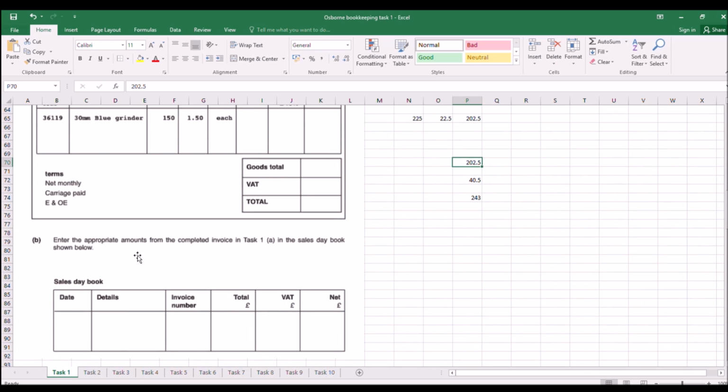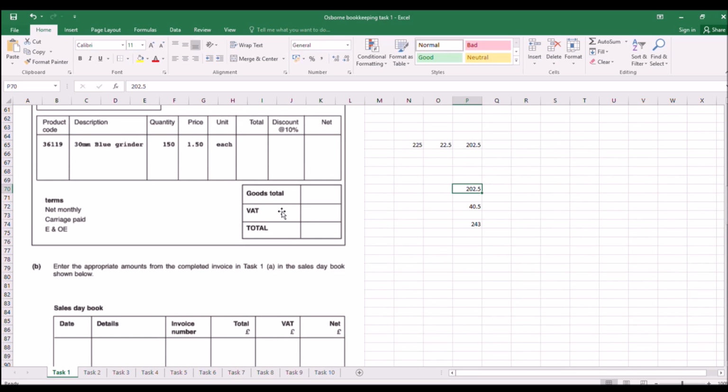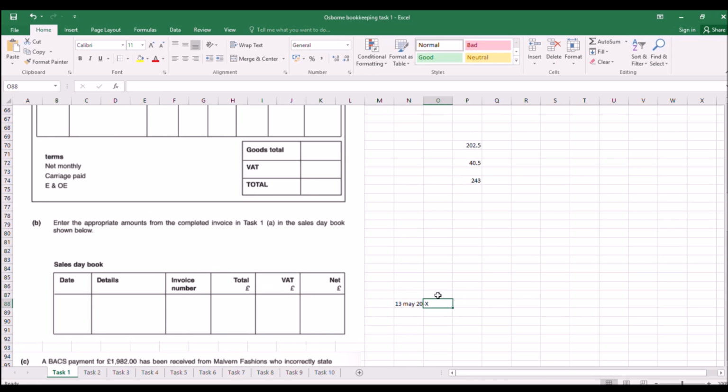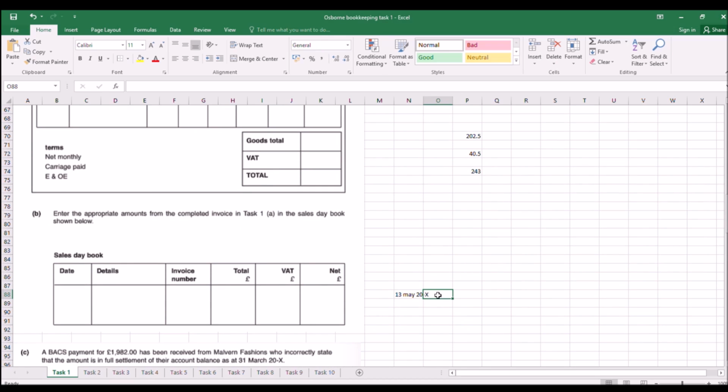Enter the appropriate amounts into the sales day book. Remember, this is a sales invoice, so we're making a sale to a customer, and we put that in our sales day book. The date was the 13th of May, 2000X. The details is going to be the customer name, G Finzi. That's the account it's going to go into in the sales ledger.